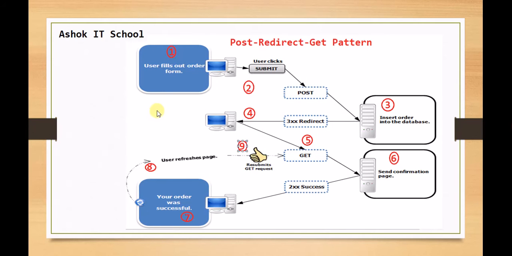How do I need to implement that PRG pattern in my project? Once the user is submitting the form, the post request will go to the server. Don't return the response directly. Redirect the user to a get request method which is going to display the success message. Even if you refresh with that, again a get request will be submitted which is going to reload the same page, but the form is not getting submitted here. Now let me implement that.